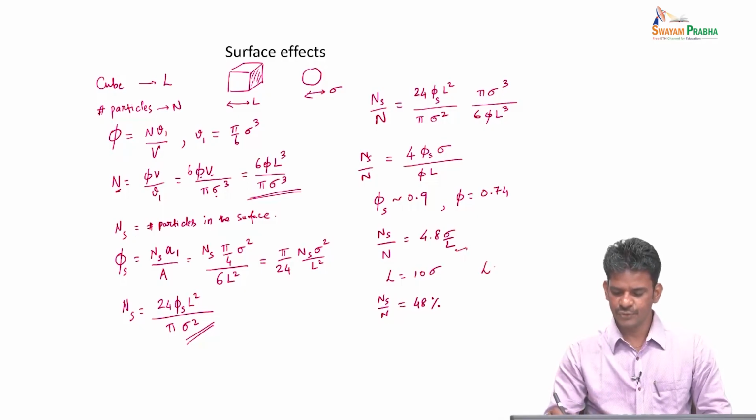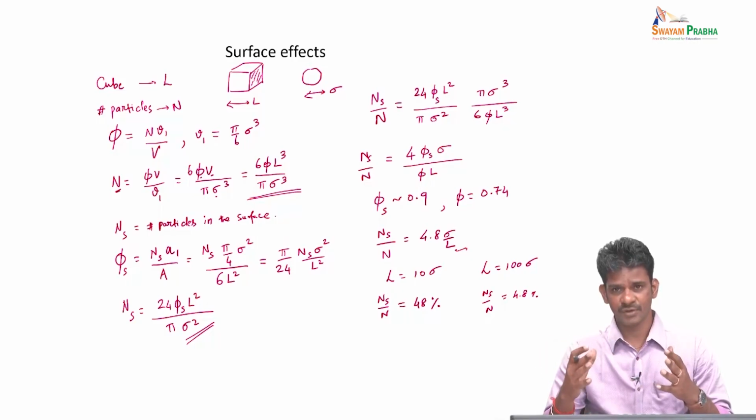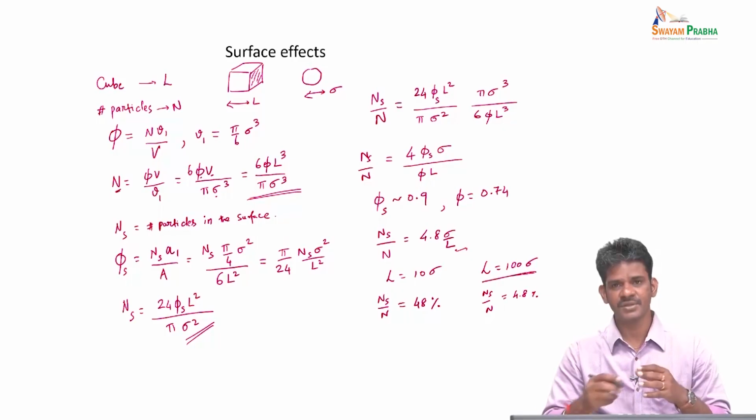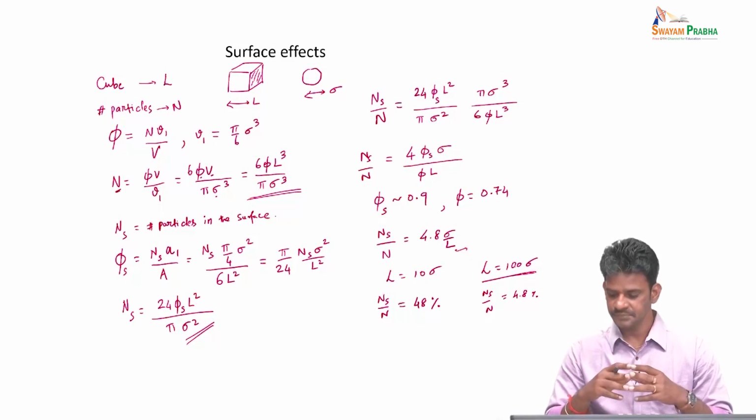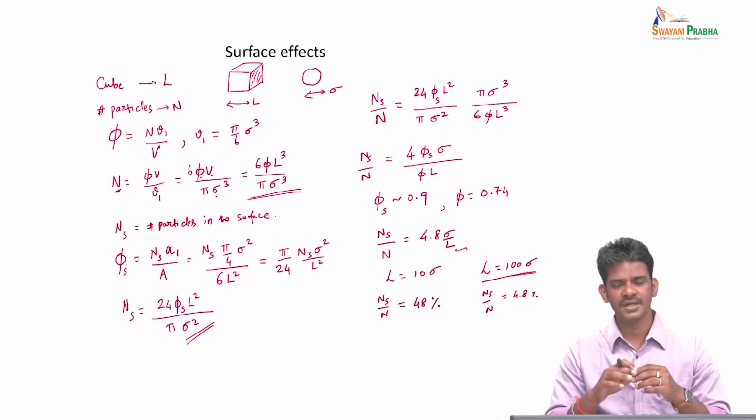For example, we could choose L to be something like 100 times sigma, right? So then this NS by N becomes about 4.8%. Okay, that means if I take a certain number of particles and have a box size of 100 times sigma, then you basically have roughly about 5% of the particles on the surface, which is reasonable, because 95% of the properties are coming from the bulk atoms or bulk particles.